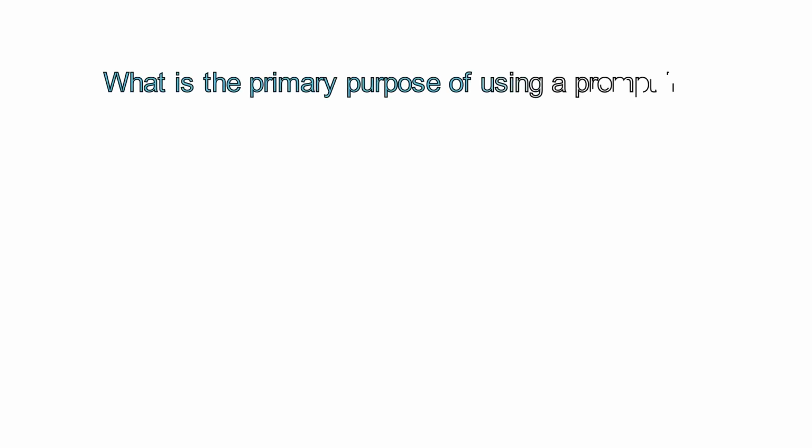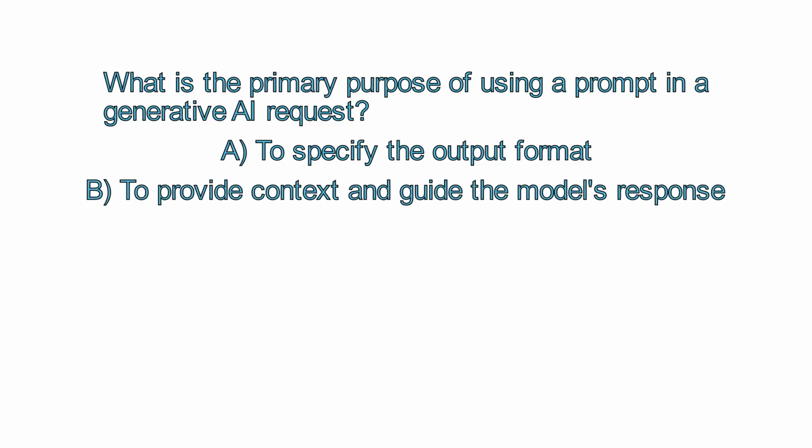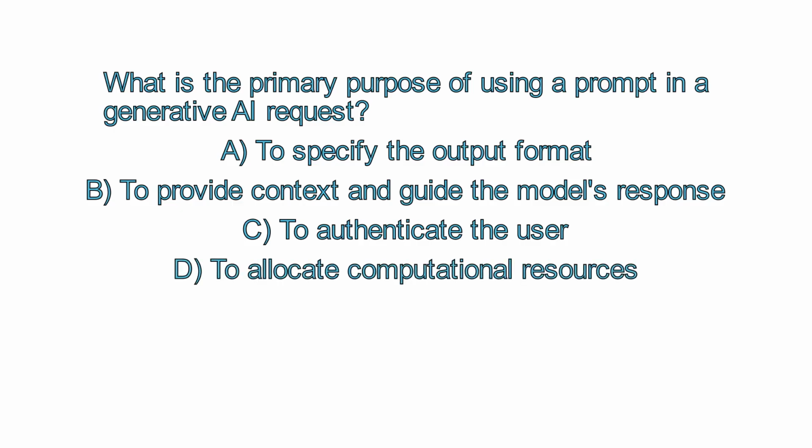What is the primary purpose of using a prompt in a generative AI request? A. To specify the output format. B. To provide context and guide the model's response. C. To authenticate the user. D. To allocate computational resources.